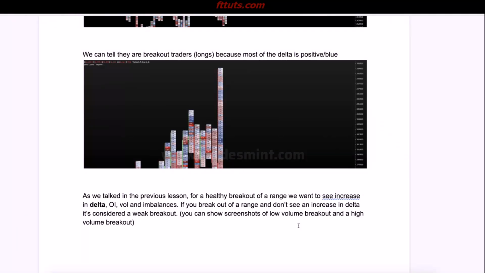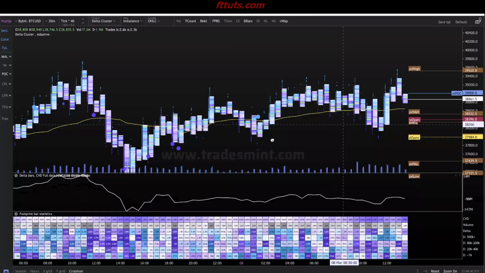So now we need to talk a little bit about open interest, because we talked about this a little bit in the previous session, but if we're looking at the breakout of a range, we want to see an increase in delta, we want to see an increase in open interest, we want to see an increase in volume, and we want to see an increase in imbalances. Okay, and just as a refresher, imbalances are these areas.